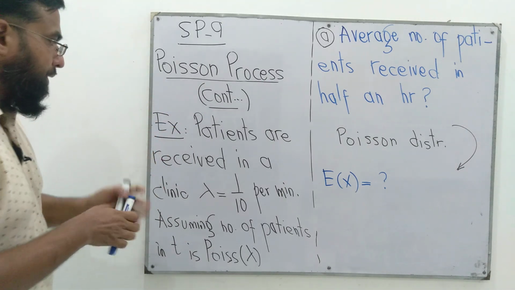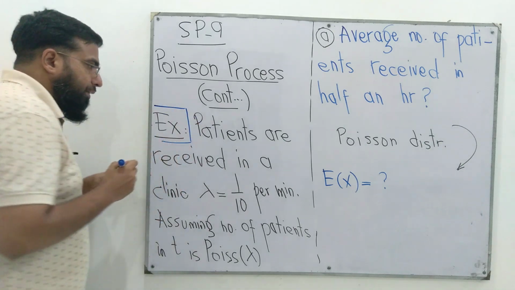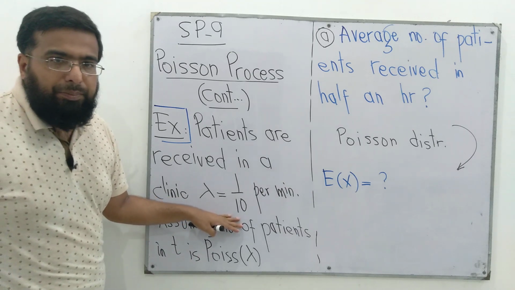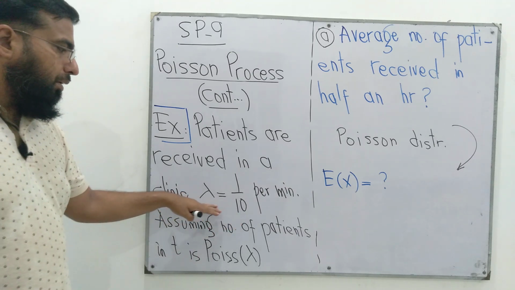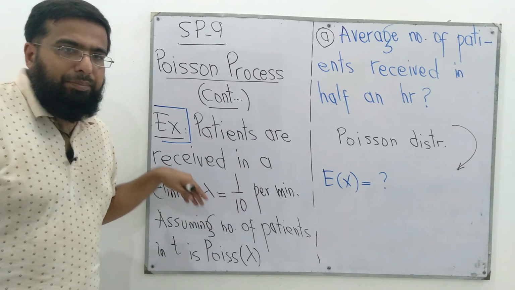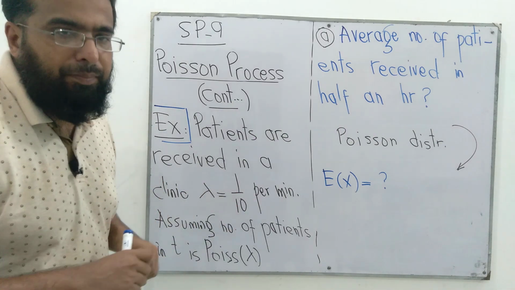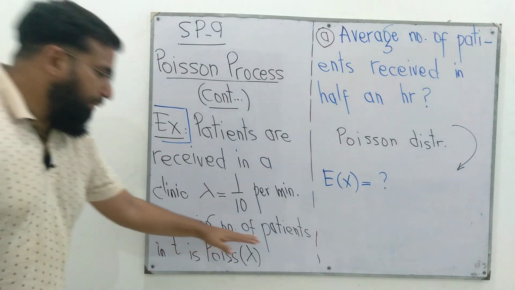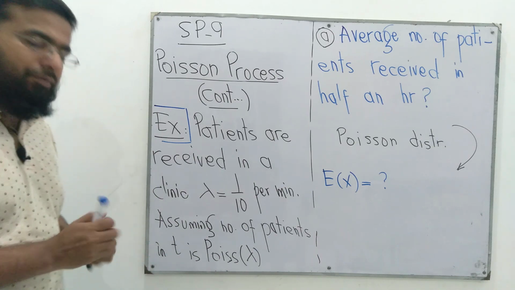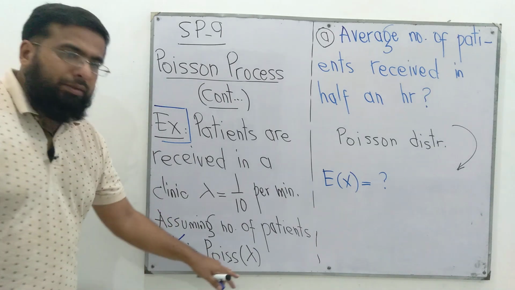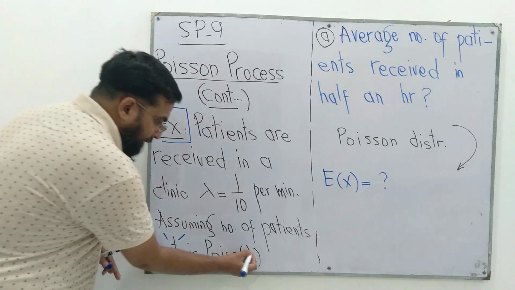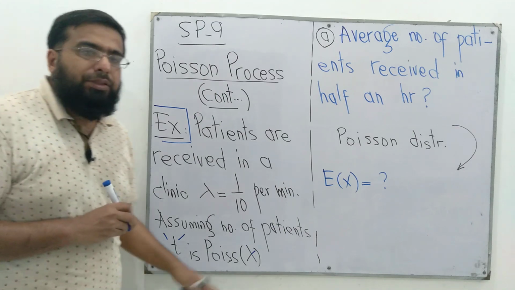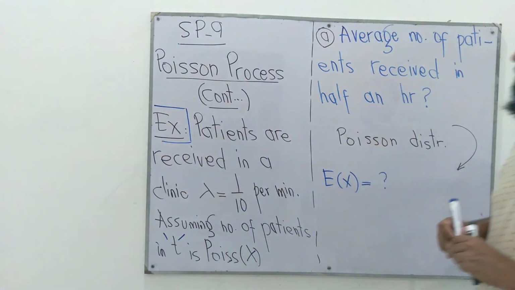Today, we'll continue with an example of a clinic where patients are received at a rate of 1/10 per minute. This means the inter-arrival time between two successive patients is 10 minutes. The number of patients received in an interval of time t is assumed to be a Poisson process.